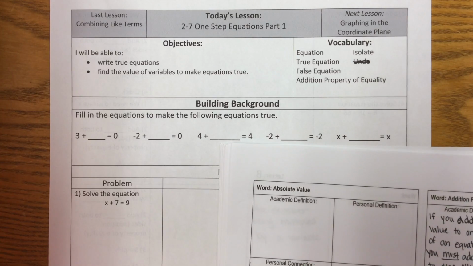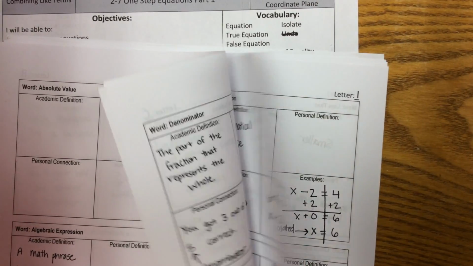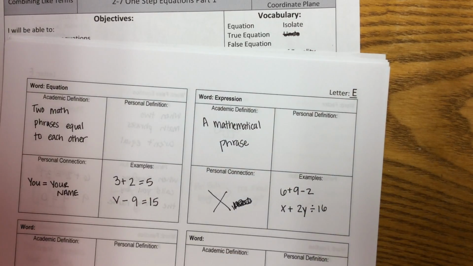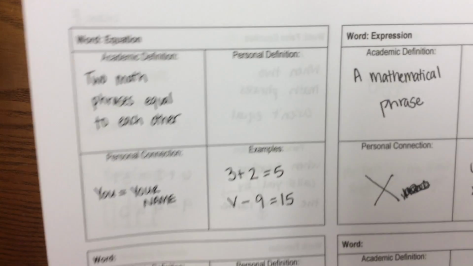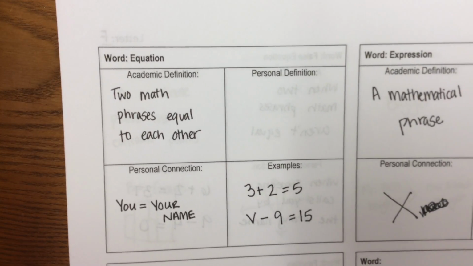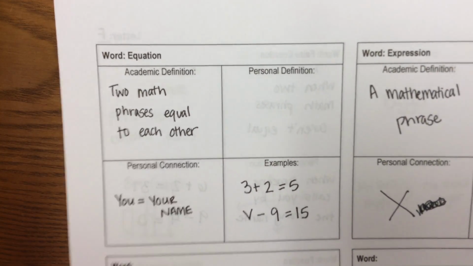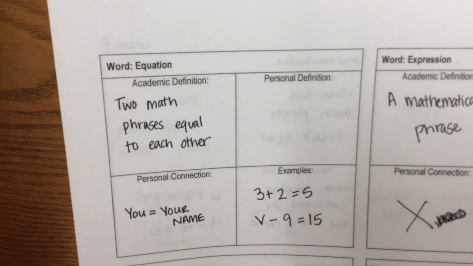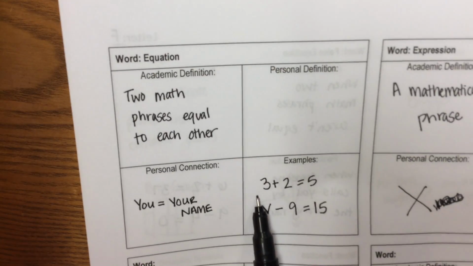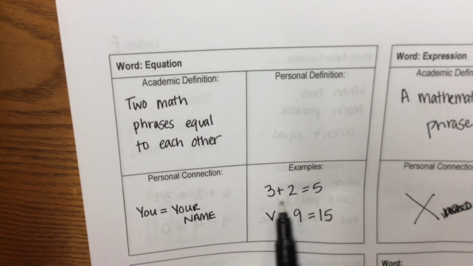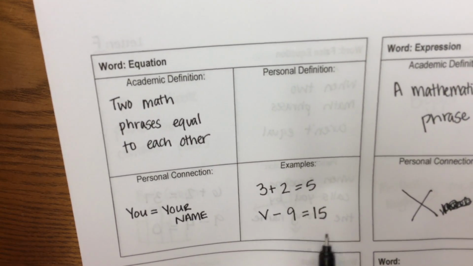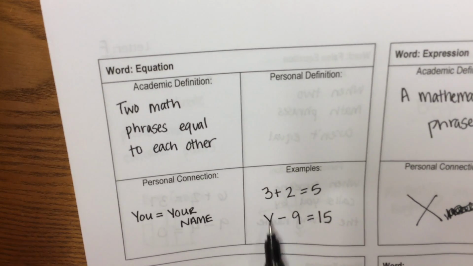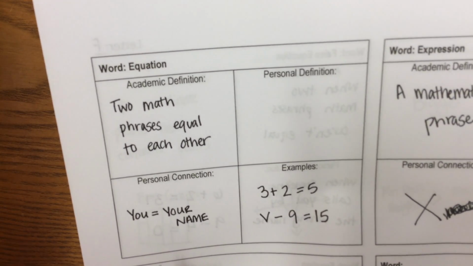Okay, so we're going to start off with equations. We need E for equation. So E is on page 5. And we're doing equation. An equation is two math phrases equal to each other. So for example, down here, we have 3 plus 2 equals 5. That's an equation. Or we could have v minus 9 equals 15. We don't know what v is, but that's what an equation is.